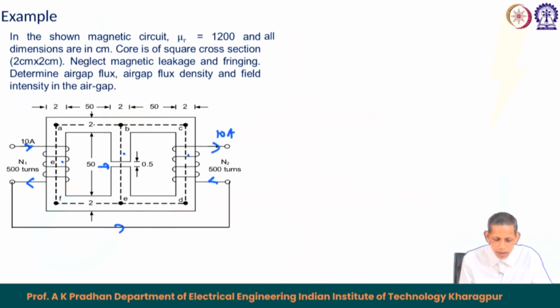So, if I go by the equivalent circuit diagram for this, the mmf for the first one becomes, so this is F 1. This F 1 becomes equal to N into I, 10 into 500.